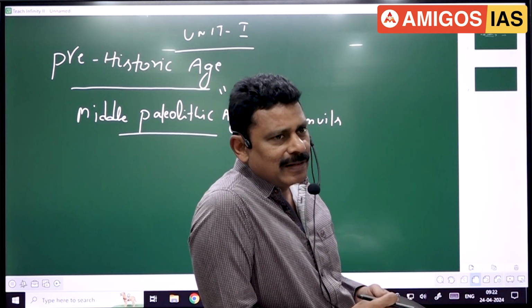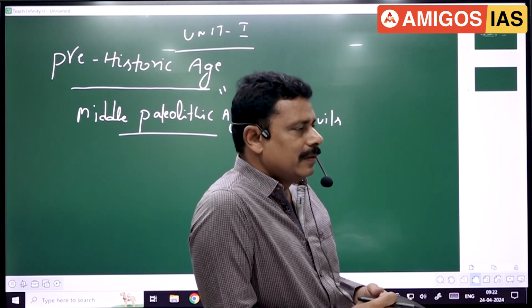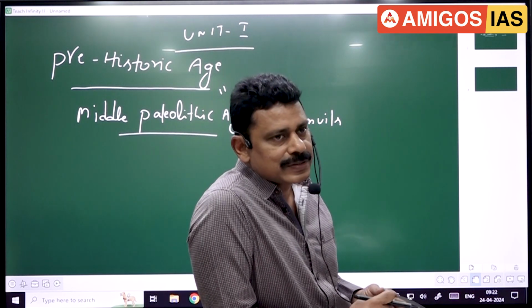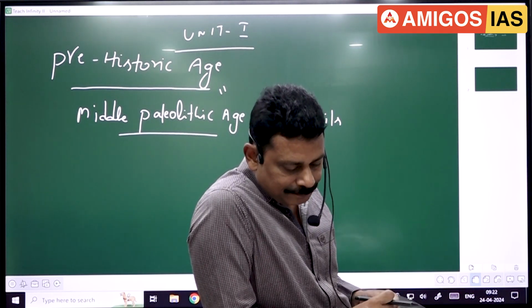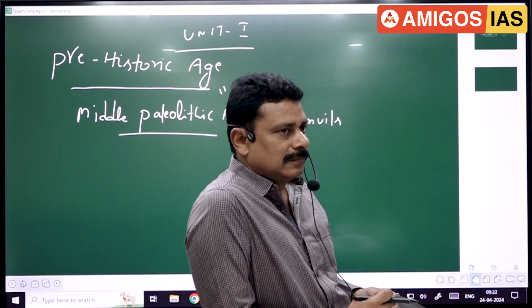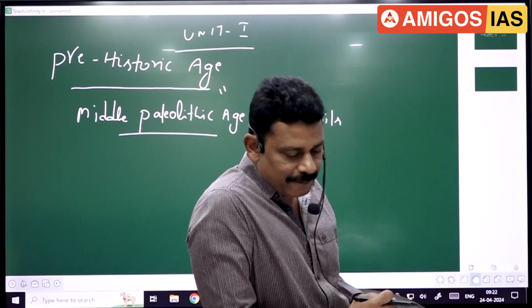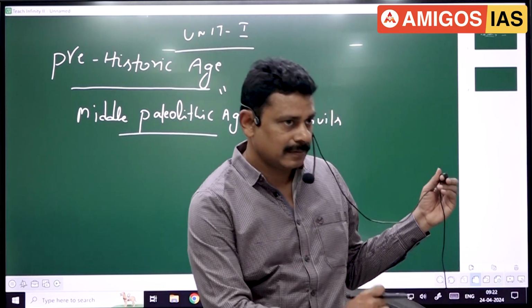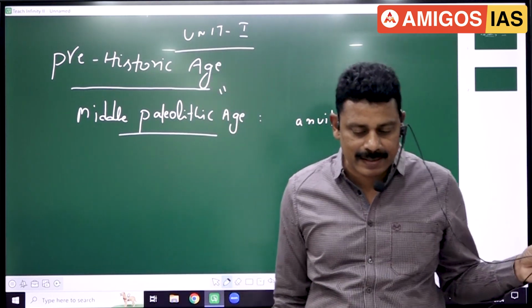It's a kind of tool used by them for hunting purposes, for the purpose of hunting. So, implements. Then coming to the sites. What are the sites from where these implements have been recovered? Implements of the Middle Paleolithic age have been recovered.